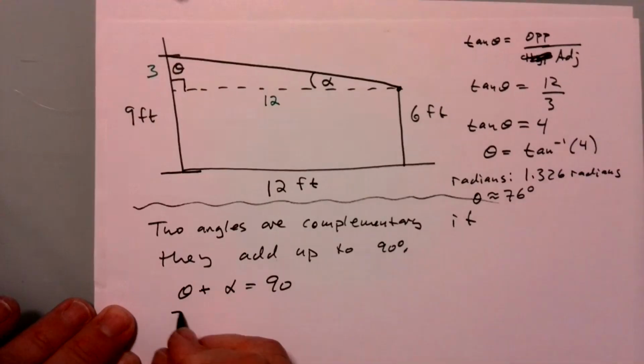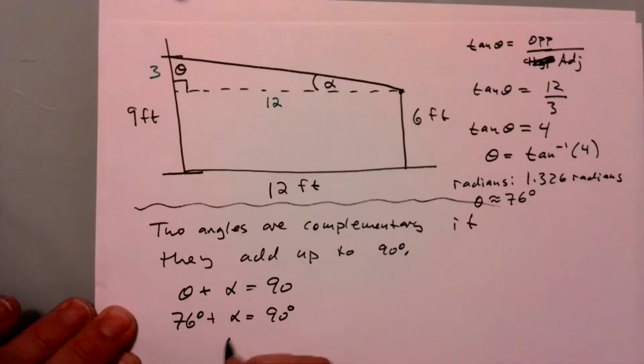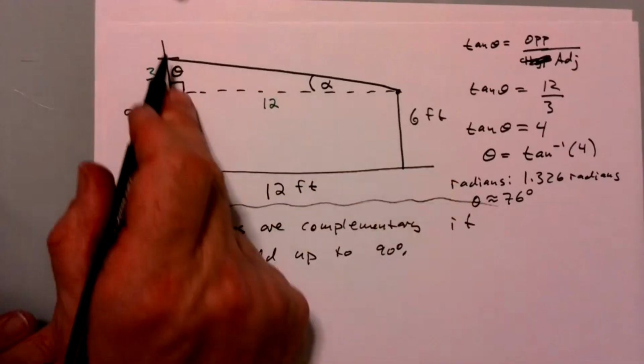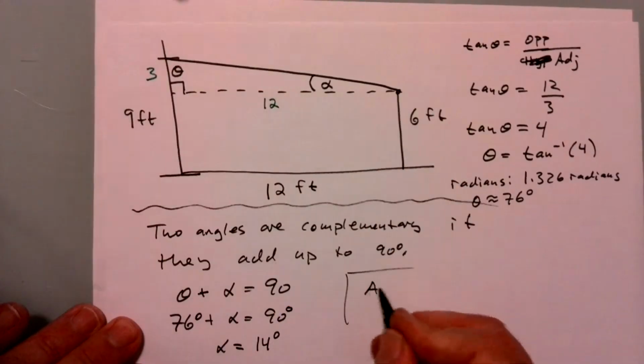So theta is what, about 76 degrees? Plus alpha is 90 degrees. So alpha is 90 minus 76. I made a mistake with my subtraction last time. Try not to make any tonight. Alpha is 14 degrees. So that would be considered the angle of elevation. The angle of depression would be 76 degrees. So quickly to write that.